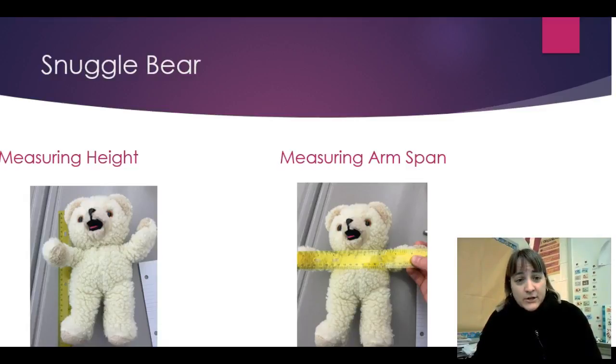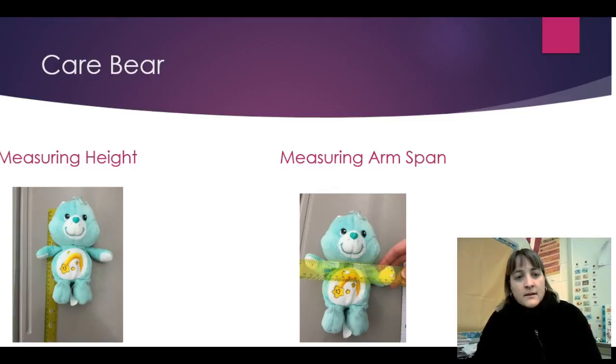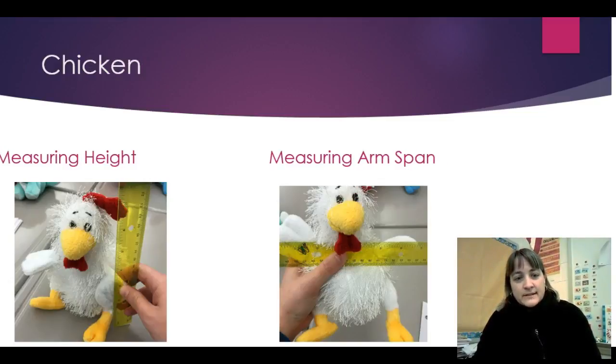Thirdly, we have Snuggle Bear, his height and his arm span. And Care Bear, his height and his arm span. And finally, the chicken, the height of the chicken in inches, as well as the arm span in inches.